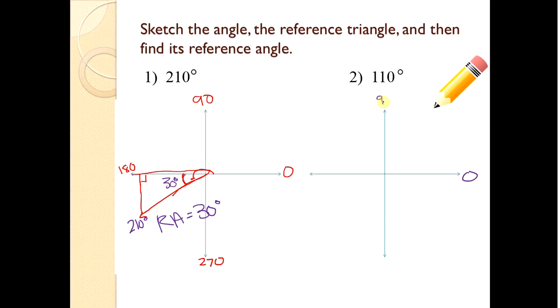So I have a 0, a 90, a 180, and a 270. 110, that's closer to 90, right? So right here. Now, you're going to be very tempted to make the perpendicular going that way. We want to go to the x-axis, so you need to drop it from there down. That's my triangle. Here is my angle right here. You can't go 110 to 90 because that's not covering it. We're going to 180. So how many degrees are between 110 and 180? We go 180 minus 110, and I get a reference angle of 70 degrees.